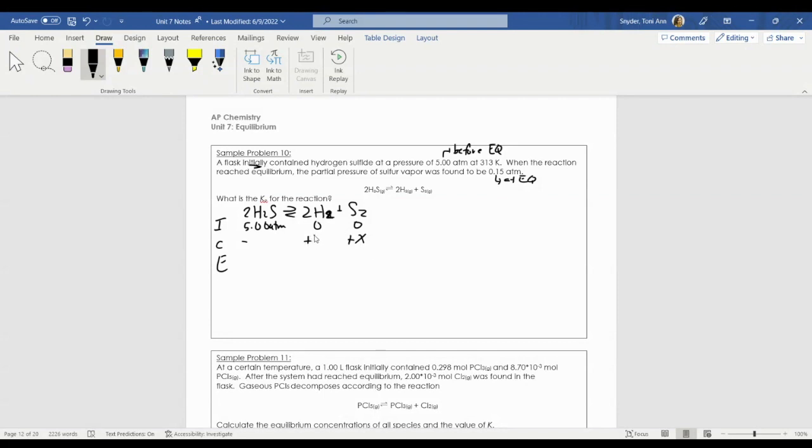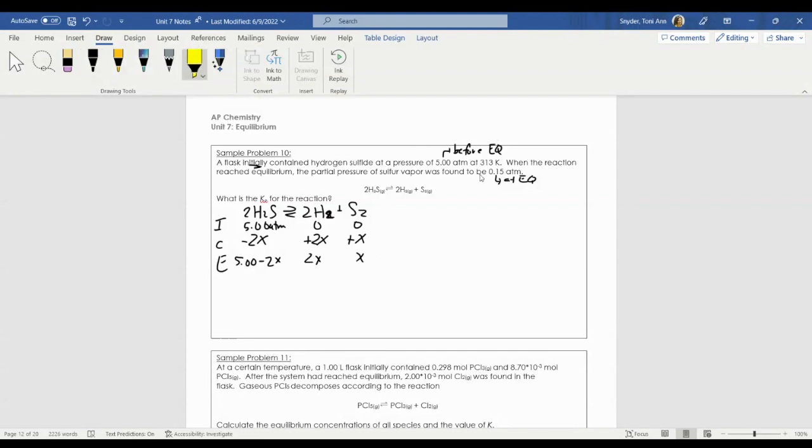However, I'm producing double the amount of hydrogen because that has a coefficient of 2 in front of it. And at the same rate, I would be using up 2 times as much H2S as S2 is produced because of that balanced chemical equation. So all I'm getting those numbers from is that balanced chemical equation. My equilibrium values would be, so I have to combine these two right here. So my equilibrium pressure would be 5 minus 2x. I would have just 2x as the pressure for hydrogen and x as the pressure for sulfur.